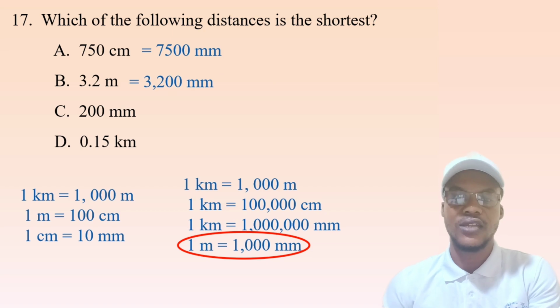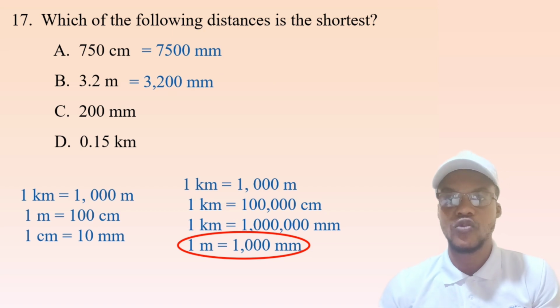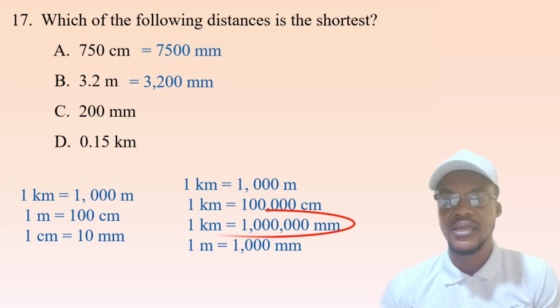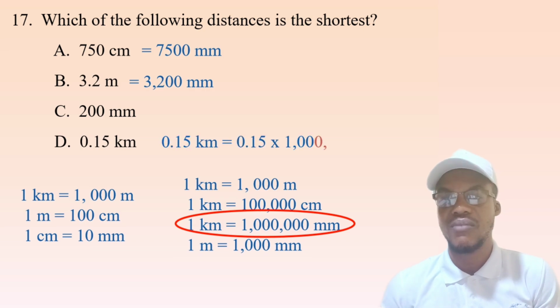Now as for the C, which is 200 millimeters, it is already in millimeters, so we will not change that. We only change those that are not in millimeters. So we change the 0.15 kilometers to millimeters. How did we convert kilometers to millimeters? We said that 1 kilometer is equal to 1 million millimeters. If that's the case, then we multiply that one also by 1 million.